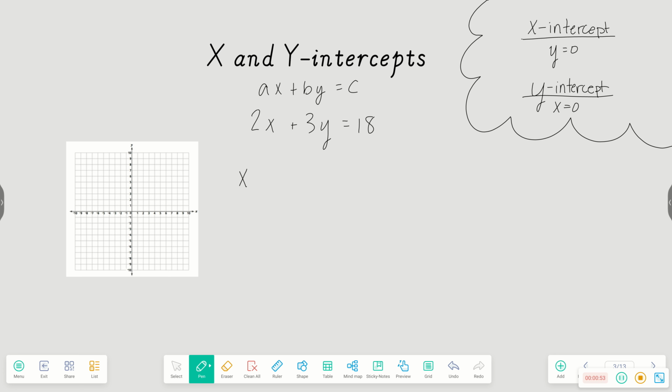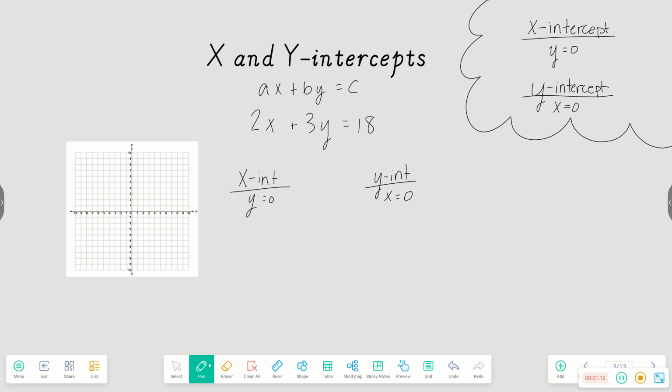So this is how I show my work to do that. I'm going to write x-intercept, I'm going to make y equals 0. To find my y-intercept, I'm going to make x equals 0. So over here, I'm going to write y-intercept, x equals 0. That just means I'm going to find where it crosses the y-axis.